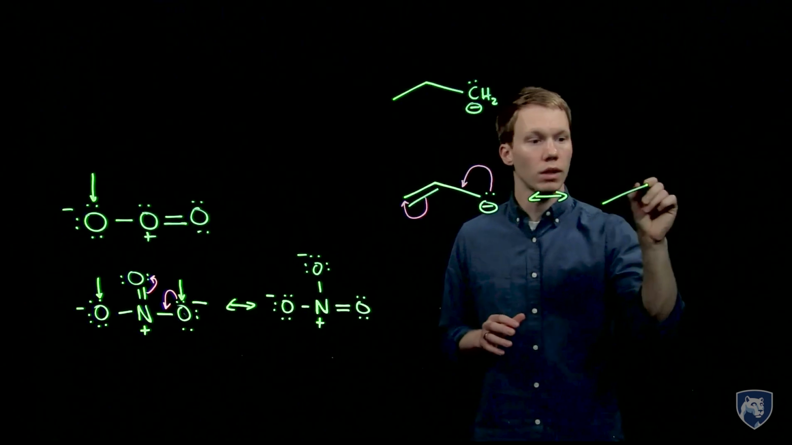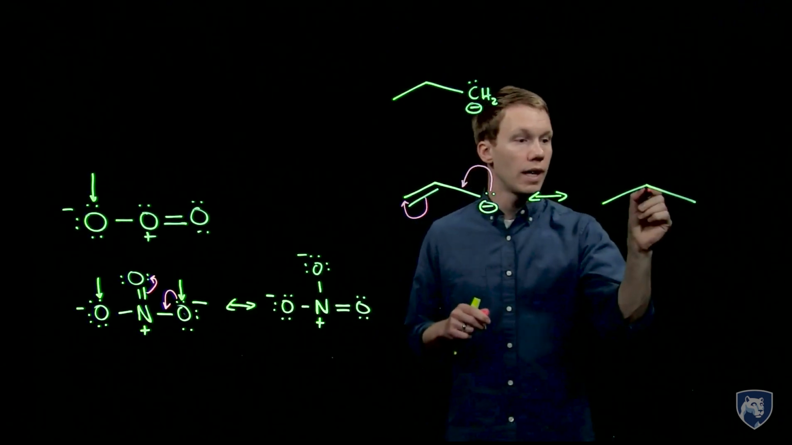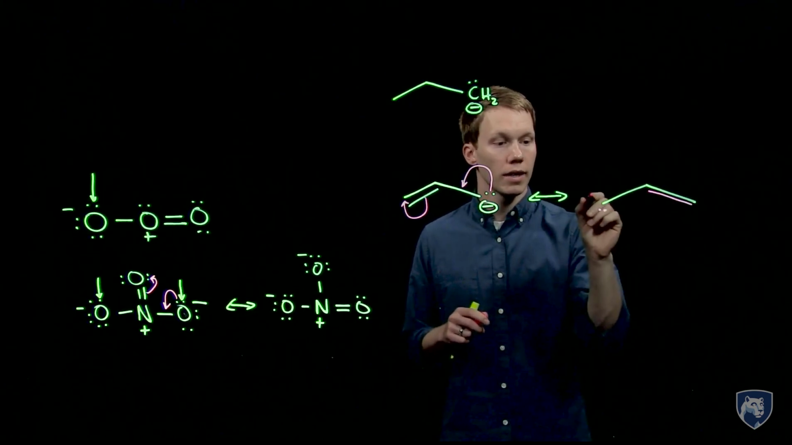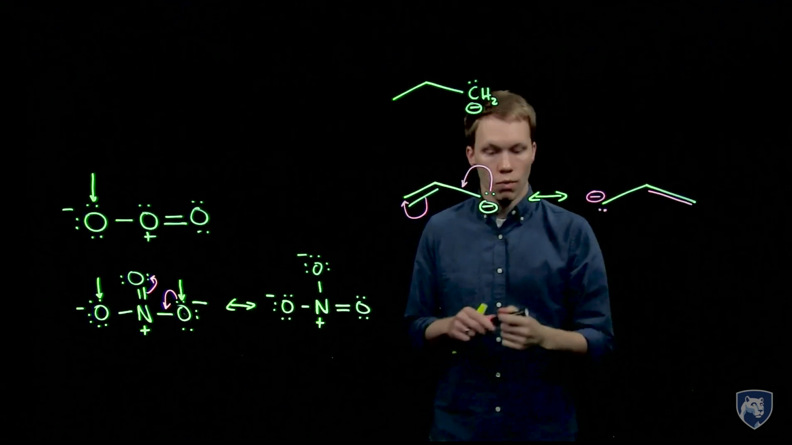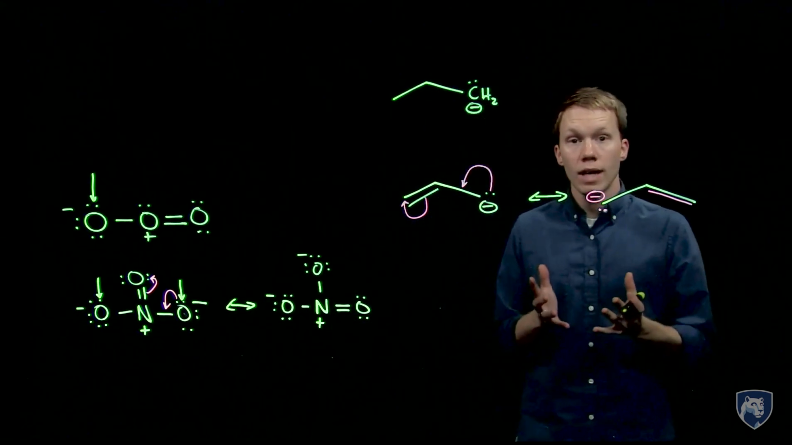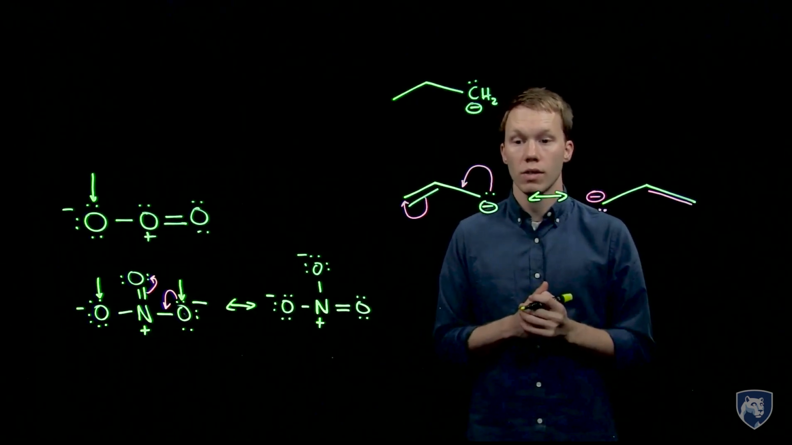So what this will look like, and I can color code this for you, is that we will have a second bond here and a lone pair here. And this is where my negative charge will be if we account for formal charge. And this is as far as we can move those electrons. So this is as many resonance structures as we can have.